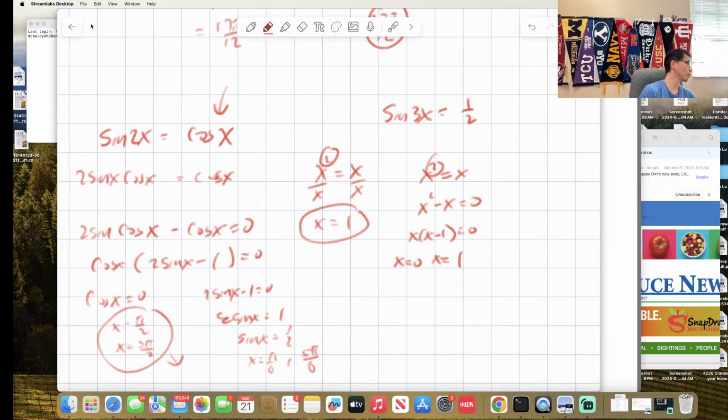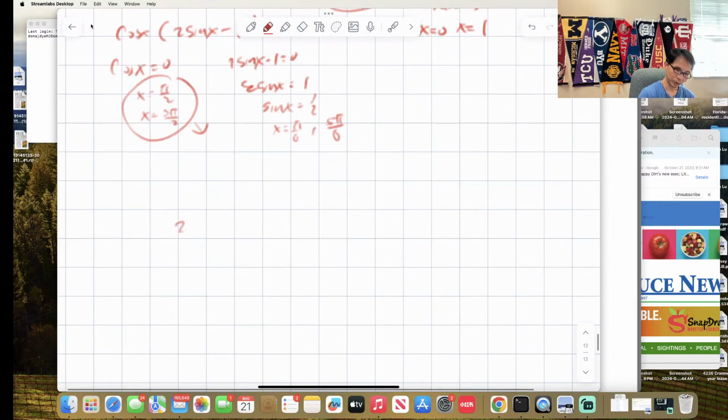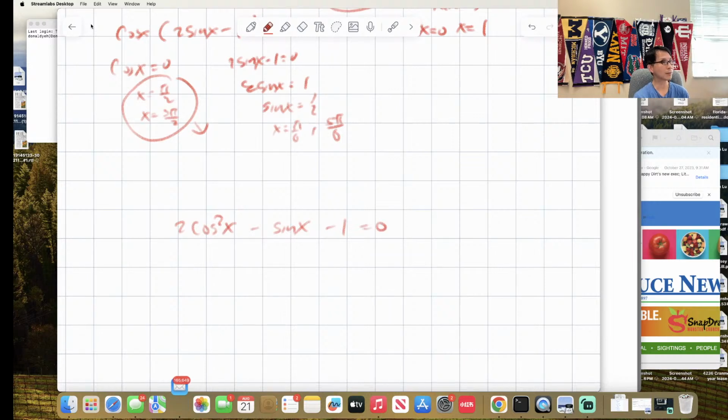Go over number 3 on the front, the 2 cosine squared of x minus sine x minus 1 equals 0. I love this question, by the way. You are going to see it on the test. I'm glad you asked that. But the problem is, is this factorable? Not as it is, right? What's wrong with it?